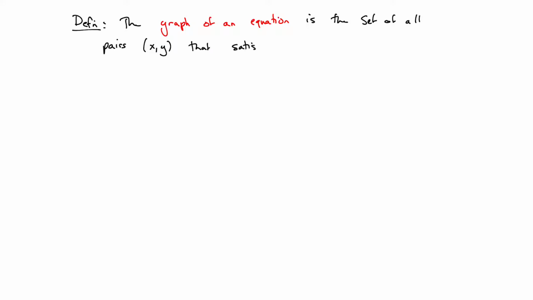The graph of an equation is the set of all ordered pairs x comma y that satisfy the equation.